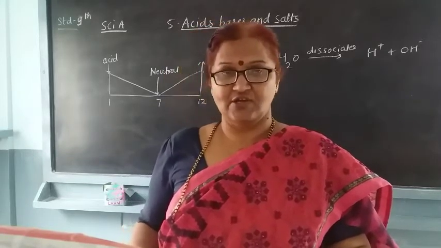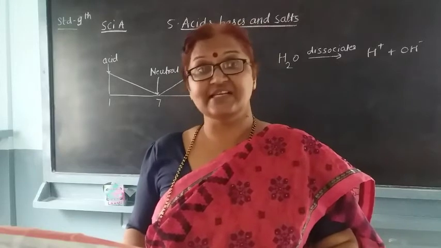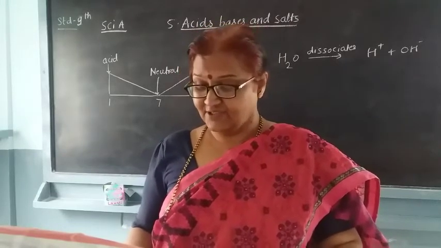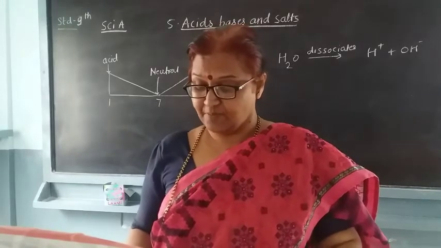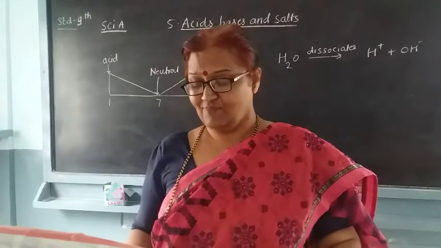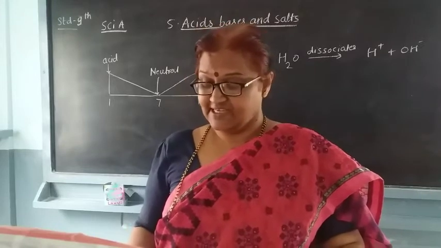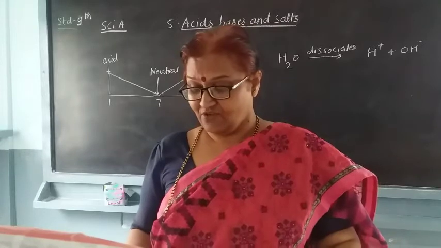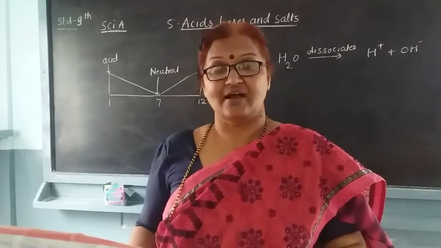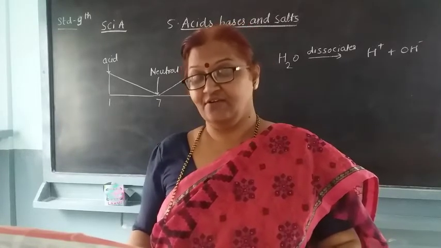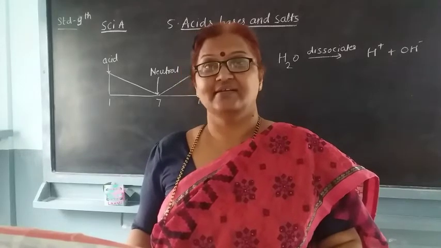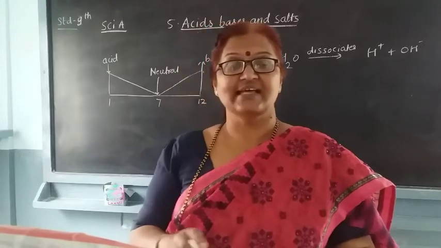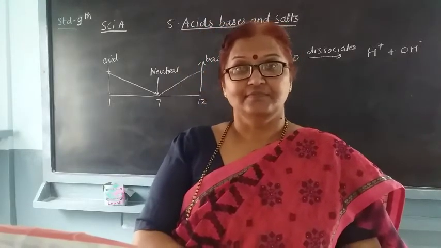Pure water, or you can say sugar solution, has pH 7. That means they are neutral. Blood has pH 7.4. Solution of baking soda has pH 8.5. Toothpaste has pH 9.5. Milk of magnesia has pH 10.5. Then lime water has pH 11. Then 1 molar NaOH has pH 14.